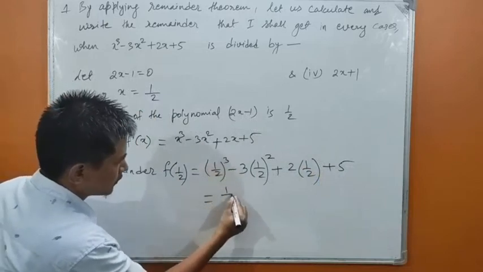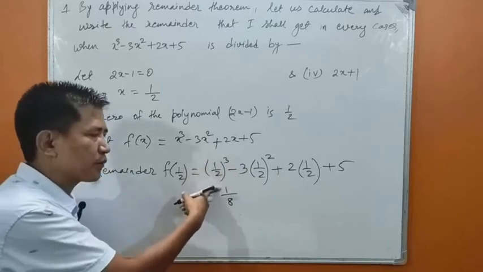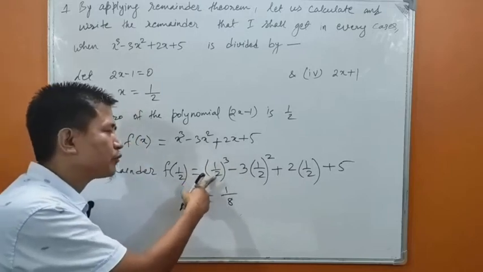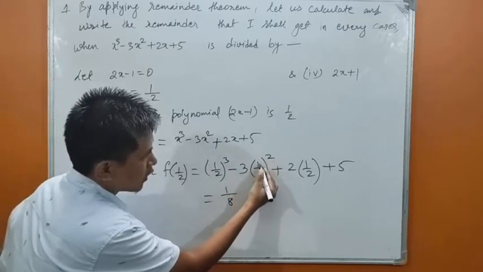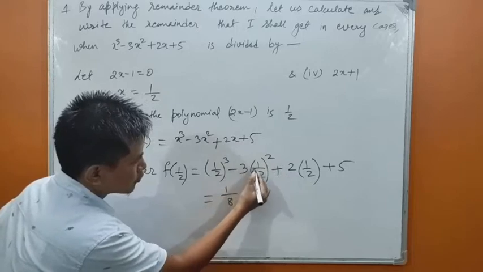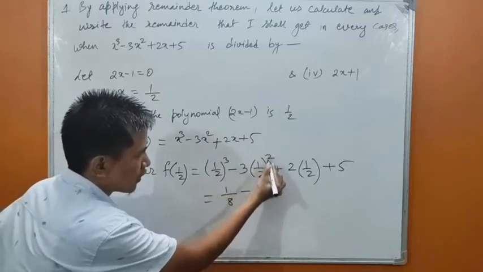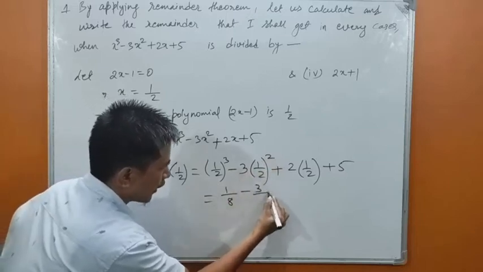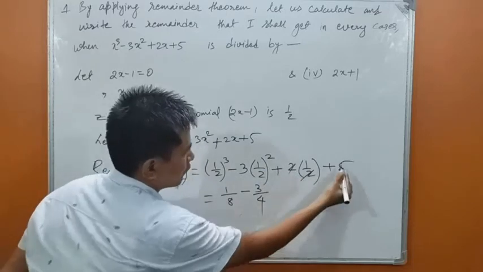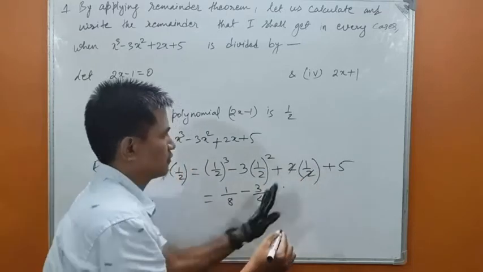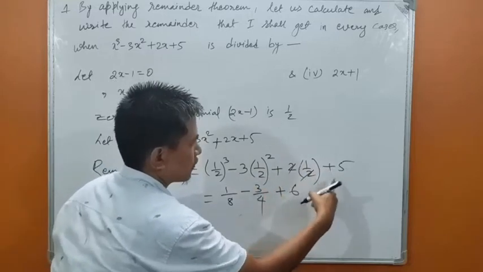1 cubed is 1 and 2 cubed is 8. 1 is in the numerator, so let this number be in the numerator itself. 2 is in the denominator, when cubed becomes 8, let the number be in the denominator. Okay, 1 square is 1, 1 into 3 is 3, and this minus into plus is minus. 1 square is 1, 1 into 3 is 3, and 2 squared is 4. This 2 and 2 can be cancelled. Plus 1 and plus 5 is plus 6.